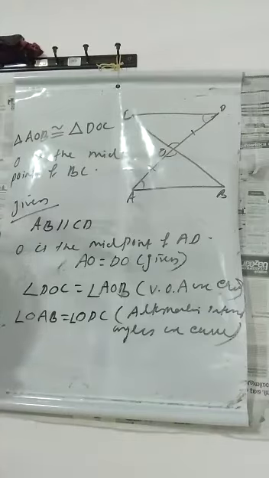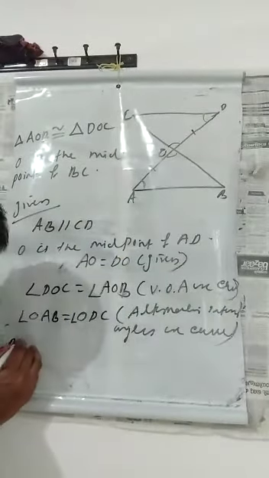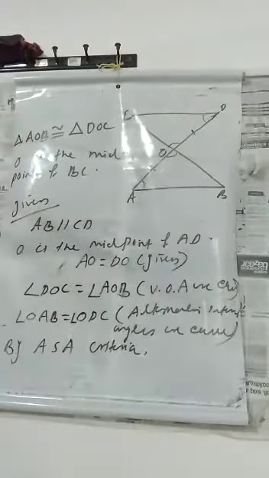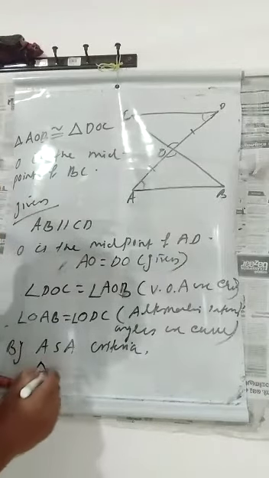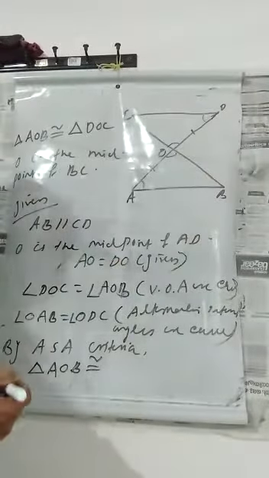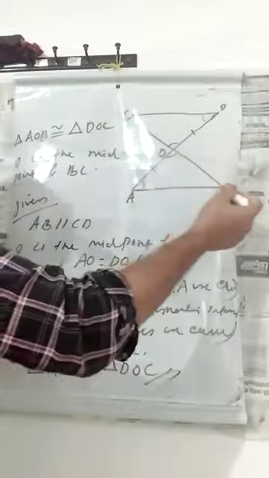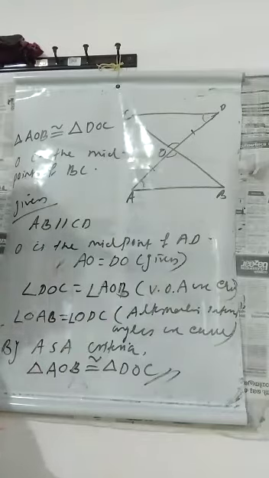Okay, so which property can we use? ASA, angle side angle. By the ASA criteria we can say that triangle AOB is congruent to triangle DOC. Why can we say this? That means both the triangles will overlap together. It means the two triangles will fit exactly one over the other. That concept we are learning from this.